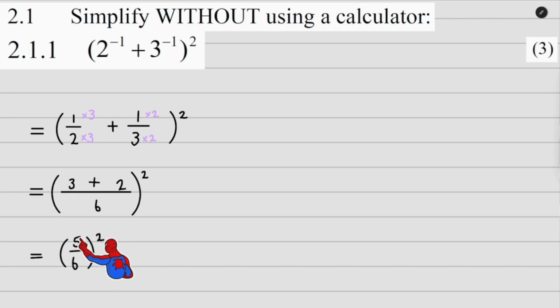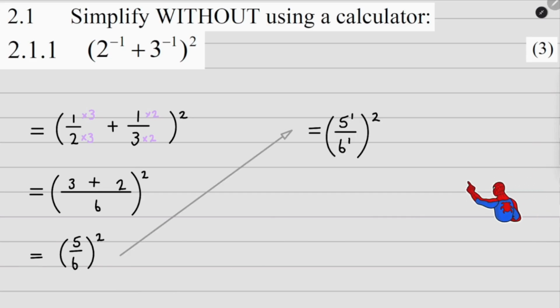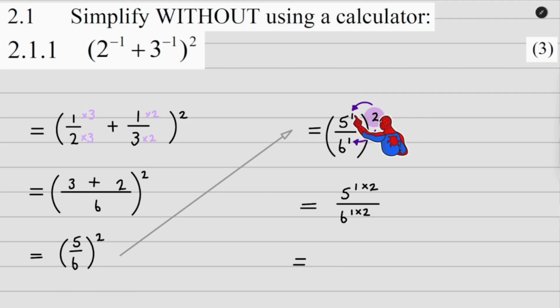And now I'm going to shower the power to the top as well as the bottom. And I'm just going to take a couple of seconds to over explain this so you understand it. So that 5 is actually a 5 to the power of 1. And that 6 is actually a 6 to the power of 1. So when I shower the power, I'll multiply exponents. So if I shower the power to the top, it becomes 1 times 2, which is just 2. And when I shower it to the bottom, same thing happens. 1 times 2 is just 2.